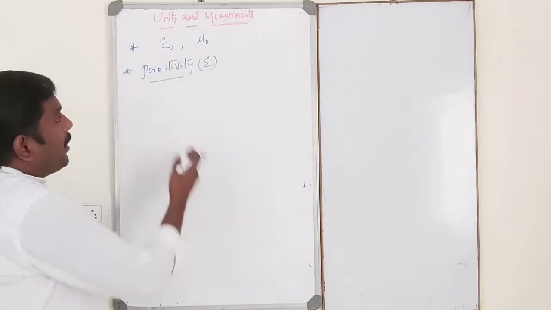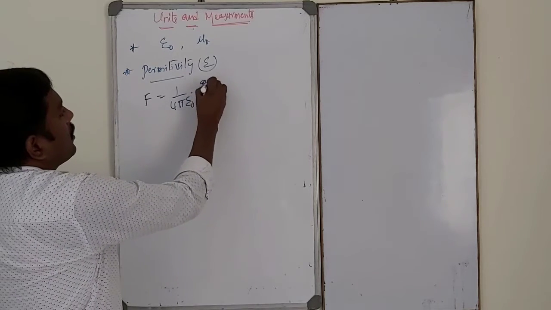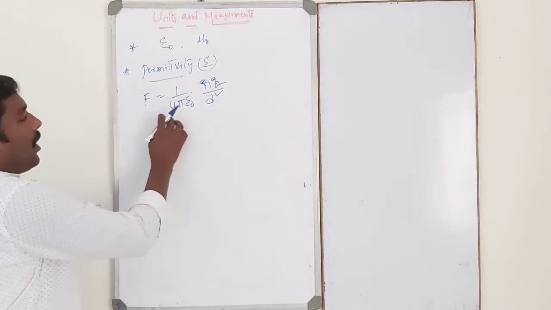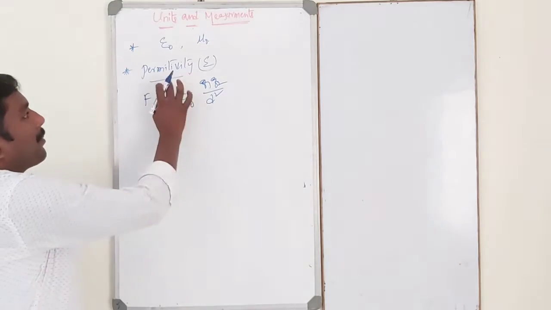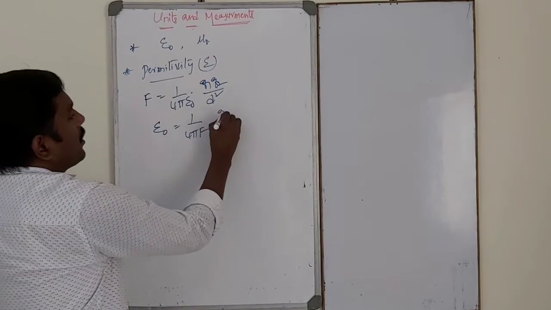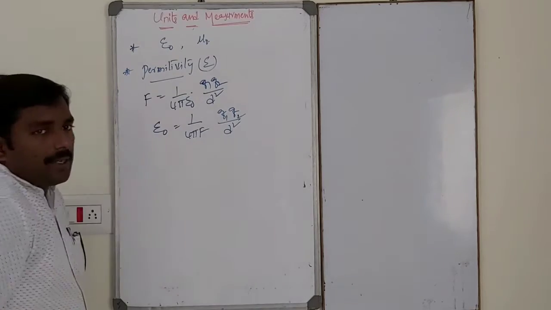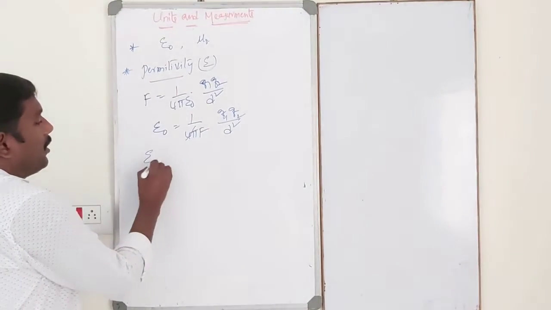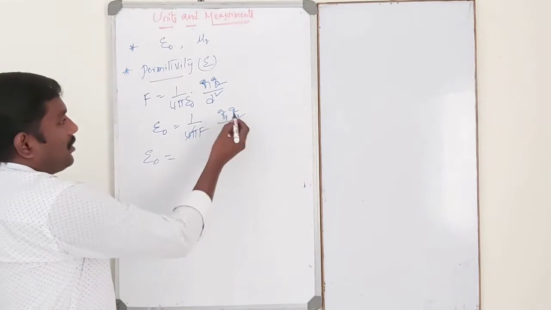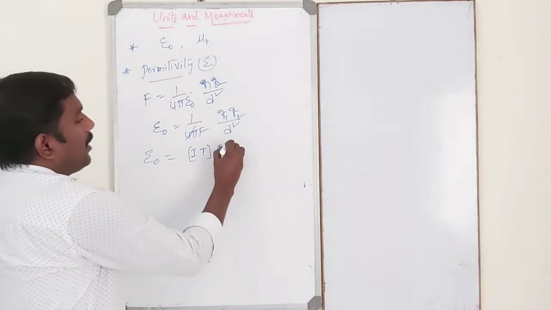By using Coulomb's law, F is equal to 1 over 4 pi epsilon naught, Q1 Q2 by d square. So by using this formula we find the dimensional formula for permittivity. Epsilon naught is equal to Q1 Q2 divided by 4 pi F d square. 4 pi is a dimensionless quantity. Q is the charge, so the dimensional formula for charge is I into T. Similarly, Q2 is also I into T.